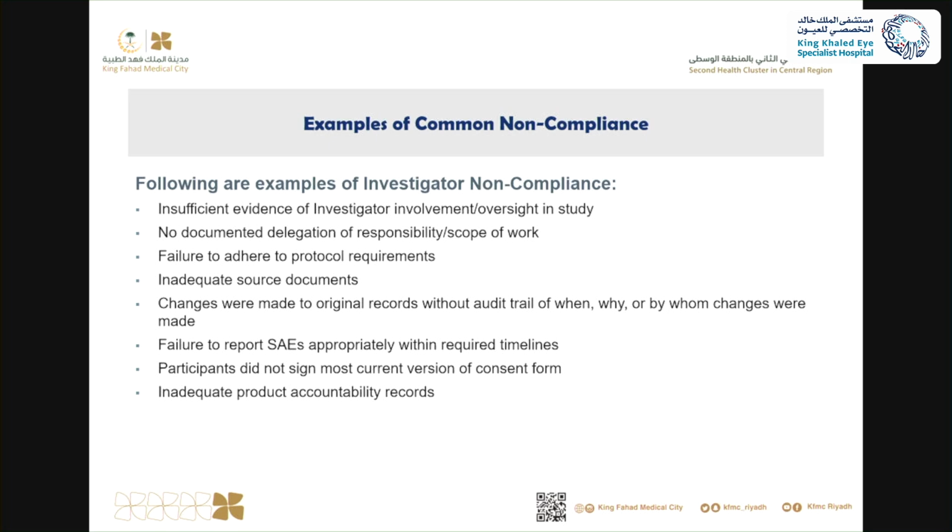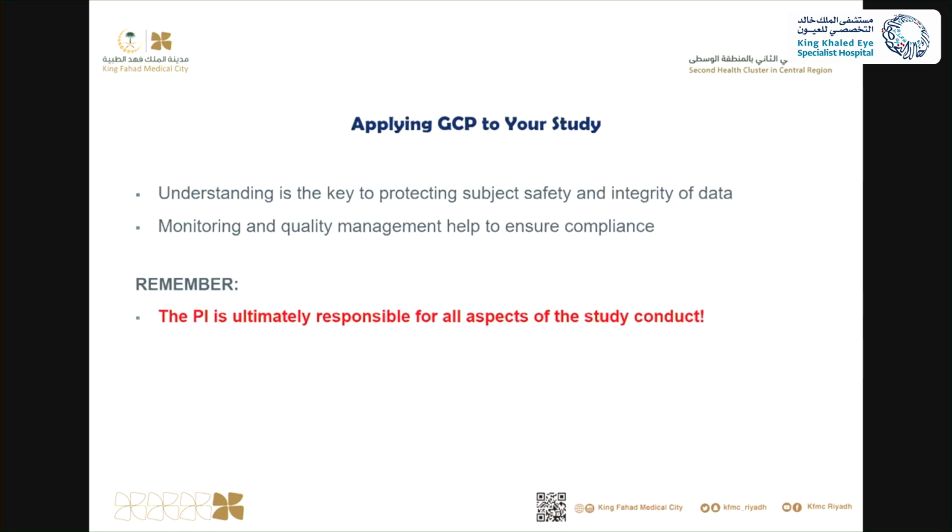Inadequate product accountability records. This is related to the investigational product in the pharmacy. Poor documentation, poor monitoring and auditing for the drug in the research pharmacy.